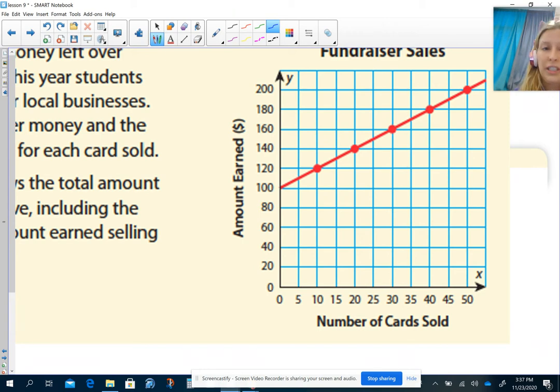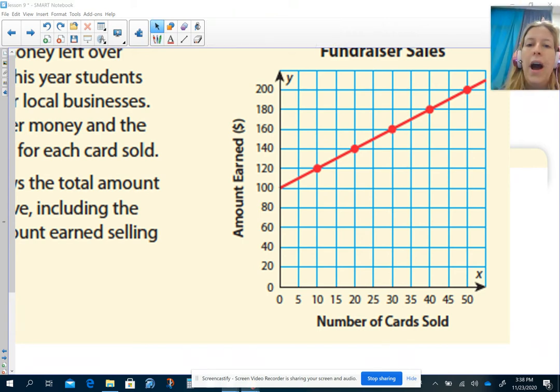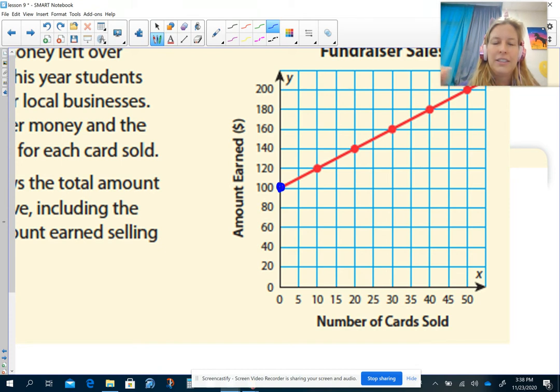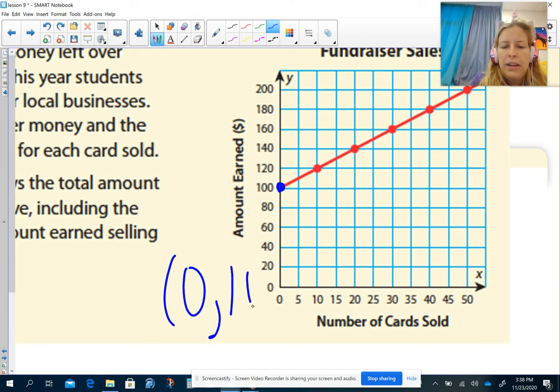So your question states, what ordered pair does your y-intercept have to be in order to be your y-intercept? So your x has to be something. What does my x have to be for a y-intercept? So pause my video and see if you can write down this ordered pair right here. Pause. Let's see how you did. So this ordered pair, my x doesn't move, so my x is 0, and my y is 100.